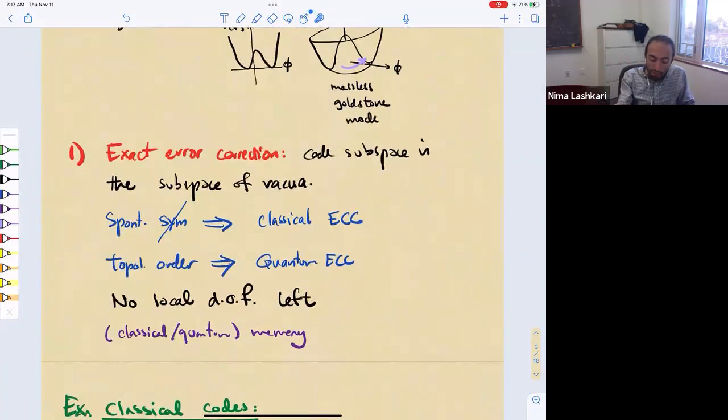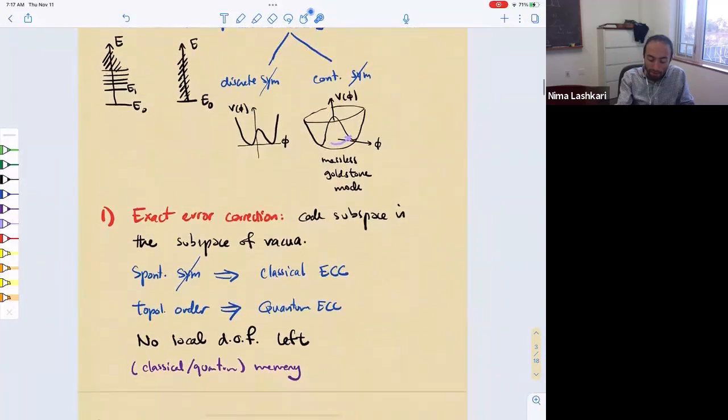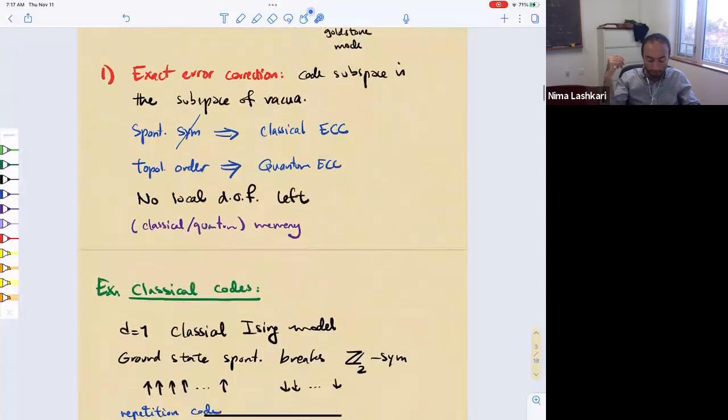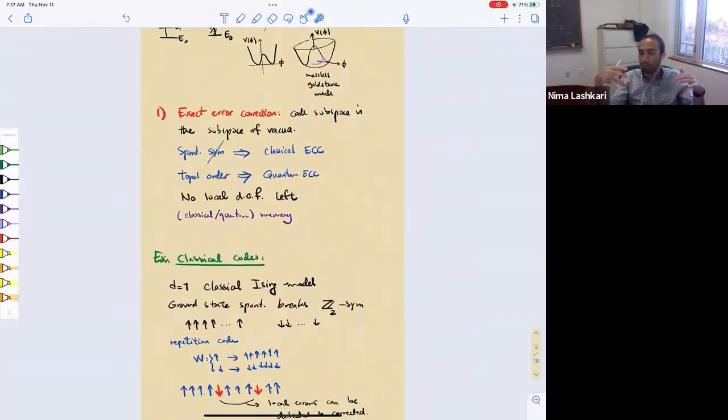So as I said, the code subspace in the exact error correction analogy with RG is going to be the subspace of vacua, right? When you have spontaneous symmetry breaking, you end up with a classical error correction code. And when you have topological order, you end up with a quantum error correction code. Notice that in this story, once we flow all the way to the vacuum, there are no real local degrees of freedom left. We're just talking about the vacuum.